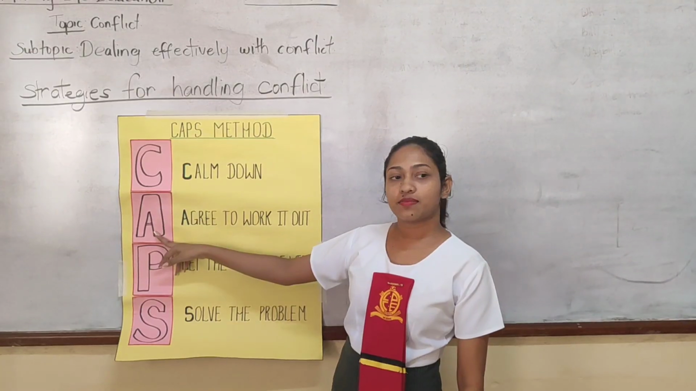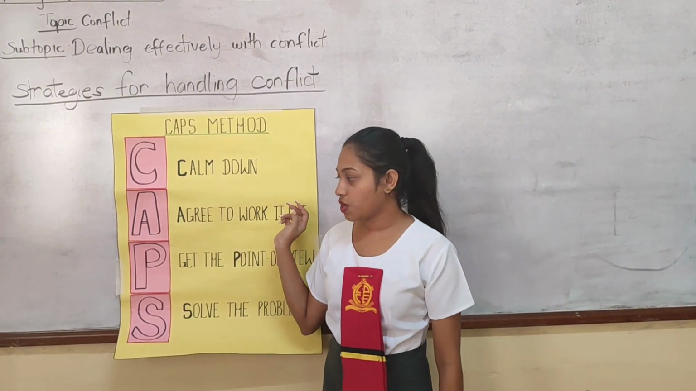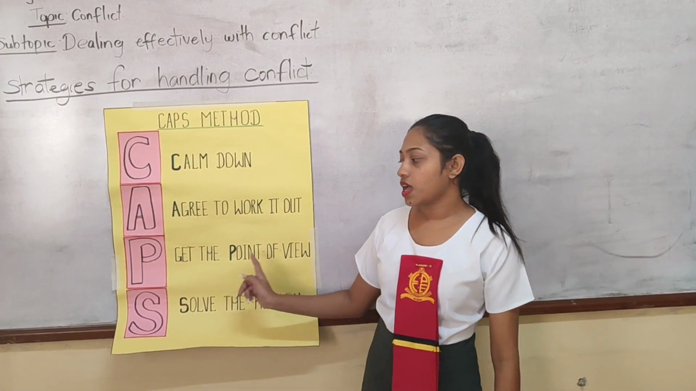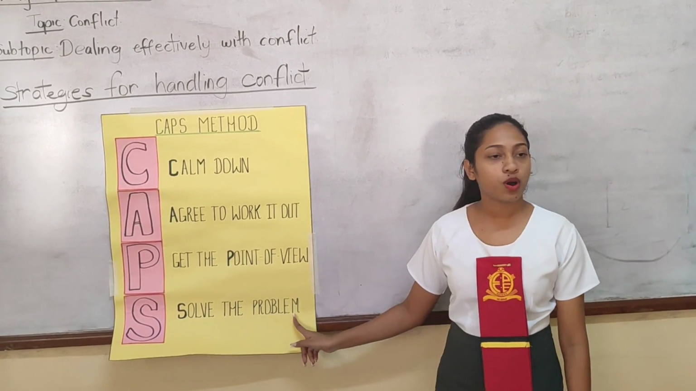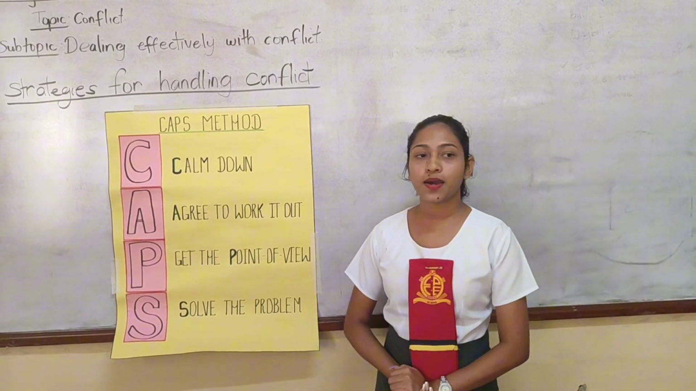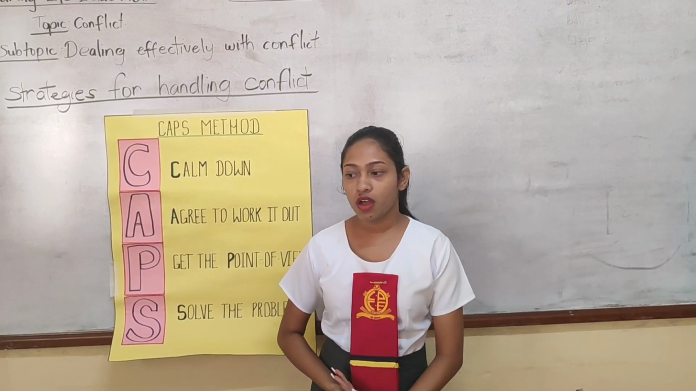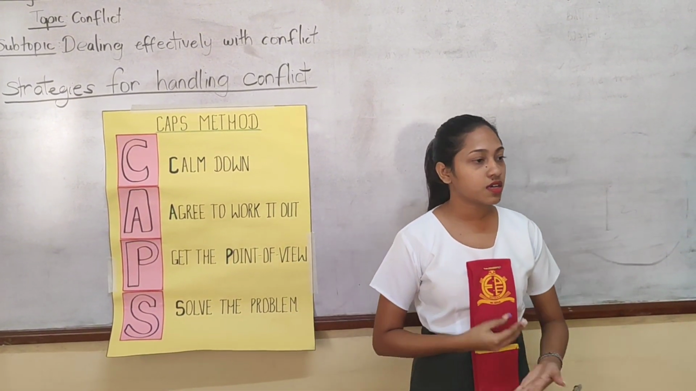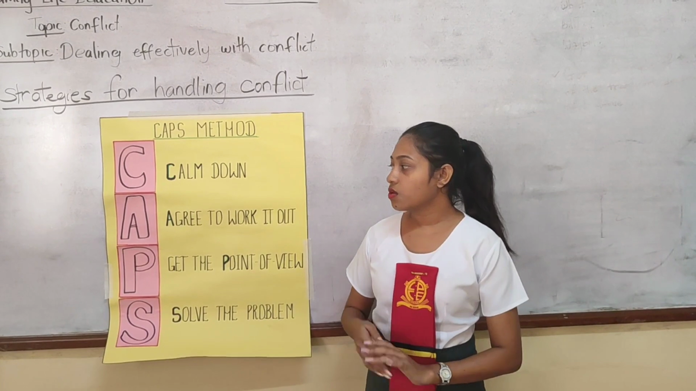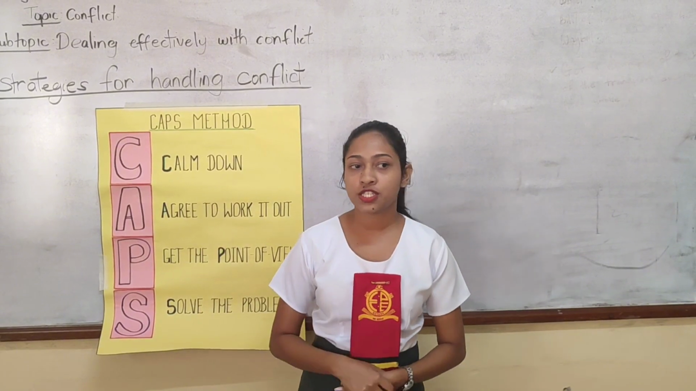All right? A. Agree to work it out. What does it stand for? Agree to work it out. P. Point of view. Or get the point of view. S. Solve the problem. What does S stand for? Solve the problem. Now let's say one of your classmates has a sharpener that looks like yours. Now instead of going to the colleague and quarreling, you could go nicely, calm yourself down, go nicely, ask, is that your sharpener or is it mine? Because I lost my sharpener.